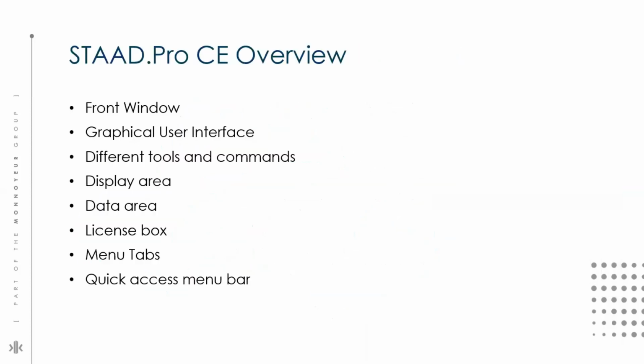In today's insight, we will be learning about STAAD Pro Connect Edition overview. In this session, I'll show you the front window of STAAD Pro Connect Edition, and then I'll take you to the graphical user interface, and then I'll tell you about different tools and commands. I'll show you the display area and the data area. I'll show about the license details, and then I'll tell you the different menu tabs, and then I'll tell you about the quick access menu bar and how you can customize your quick access menu bar. So let's jump into the session, or I'll directly take you to the software part. Just give me a moment.